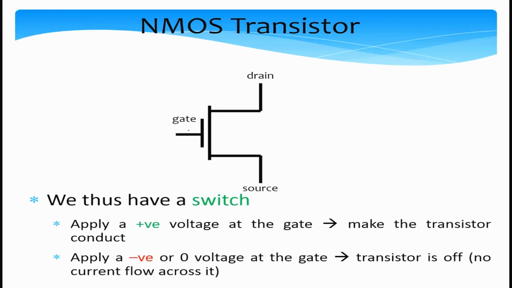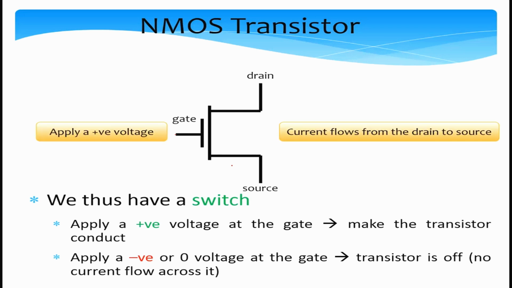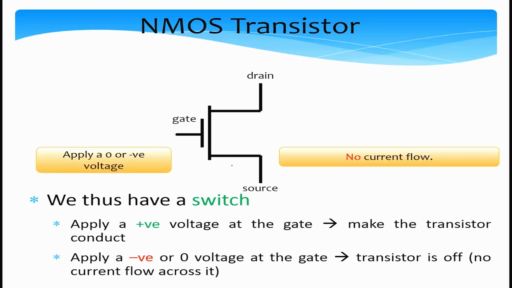So the symbol for an NMOS transistor is like this, this is the gate over here, and then we have two terminals, the source and the drain, which are interchangeable. The most important point to note is that if we apply a positive voltage at the gate, the transistor will conduct, so it will become like a single wire with a resistance, of course. And if we apply a negative or zero voltage at the gate, the transistor is off, so no current will flow across it. So apply a positive voltage, current flows from the drain to source. Apply a 0 or a negative voltage, there is no current flow.